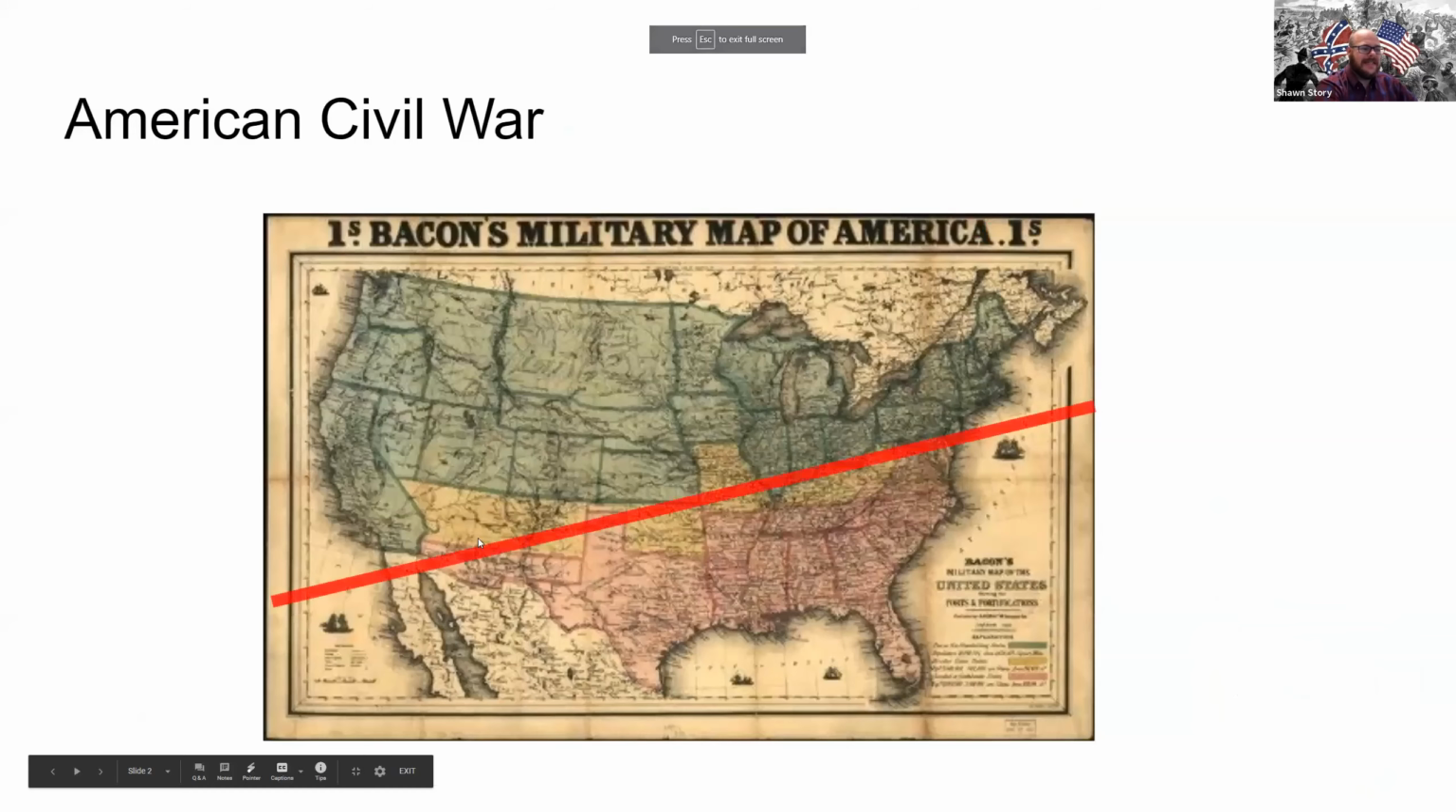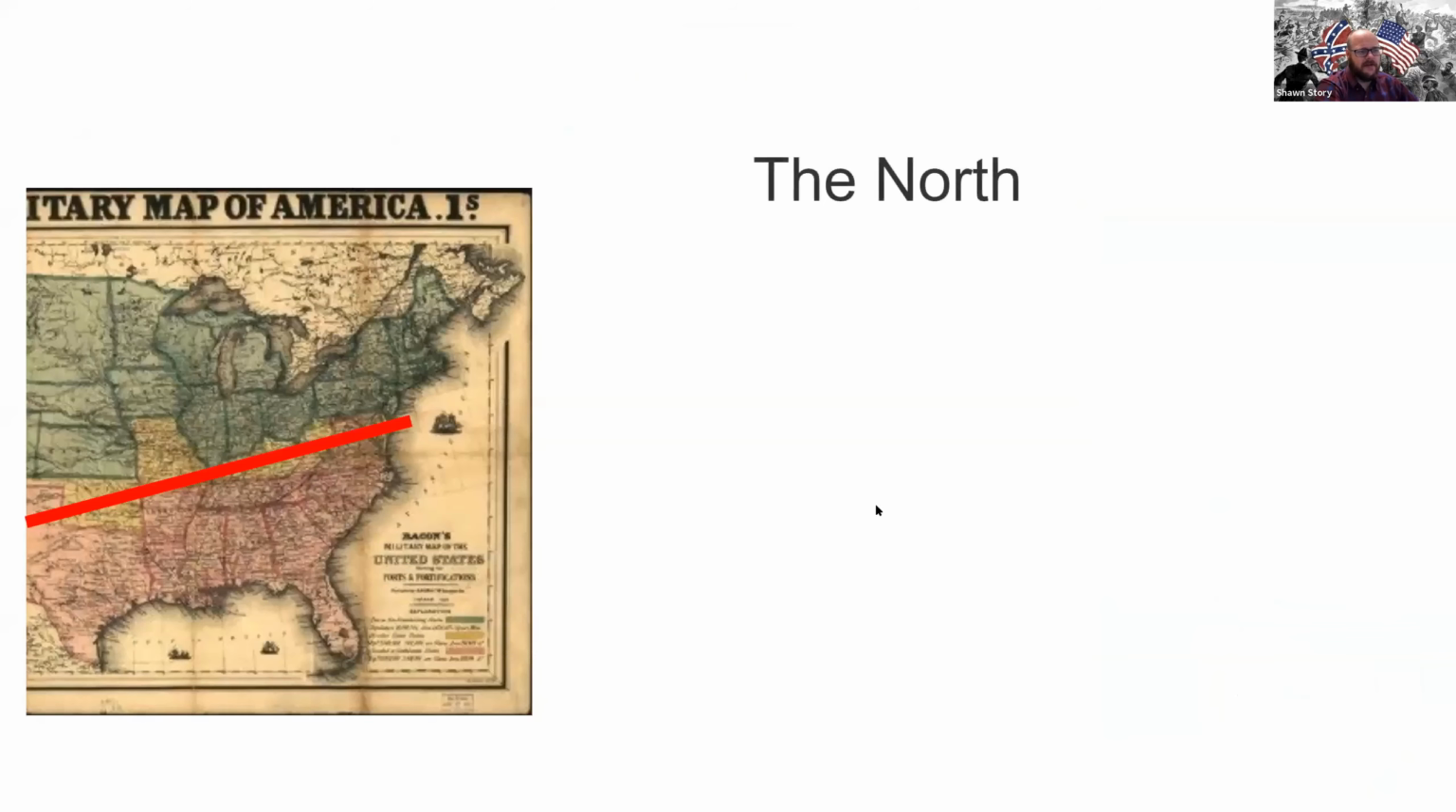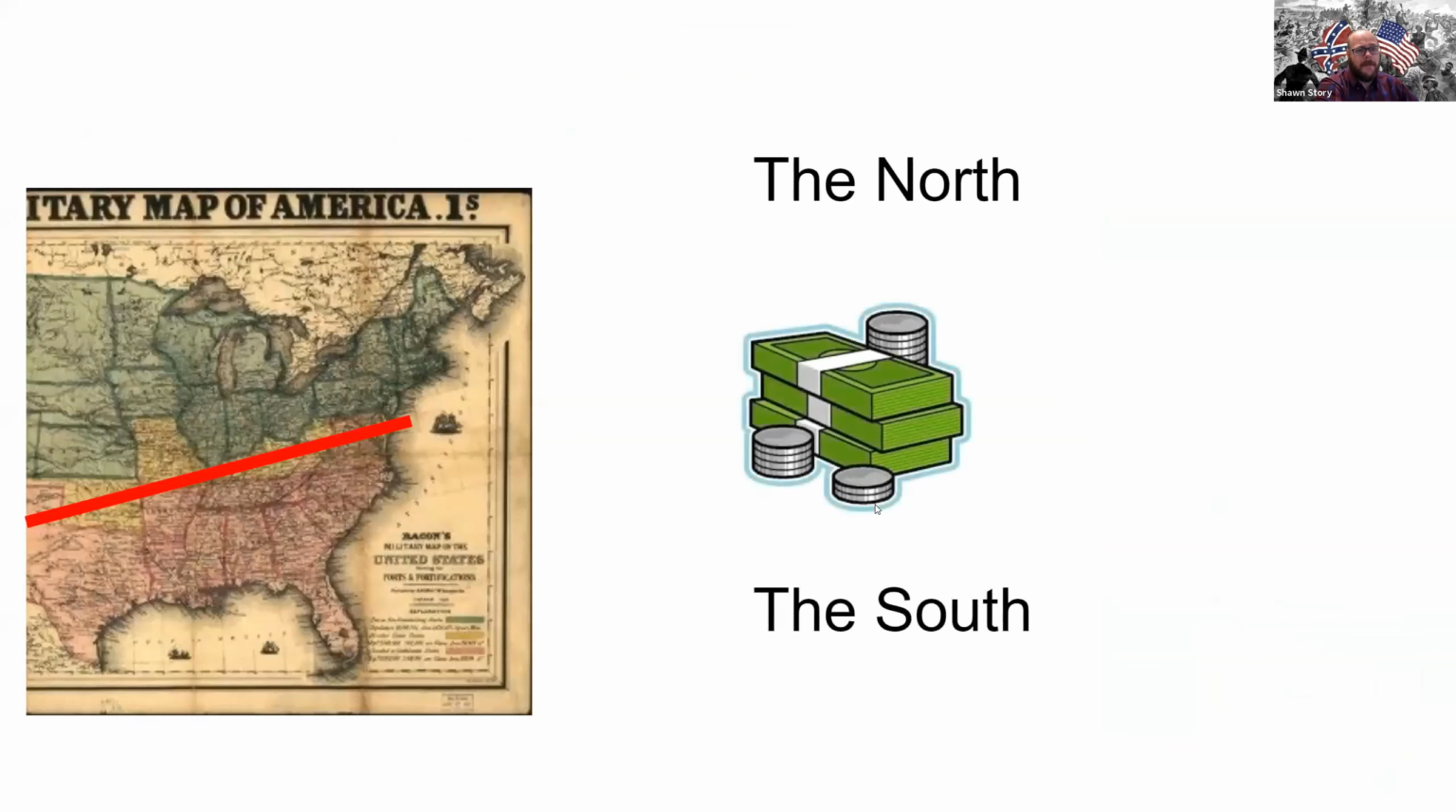So let's look at the American Civil War. We see this divide between the North and the South. And there are many things separating these two groups of people. A lot of things about them. First, let's talk about the money.